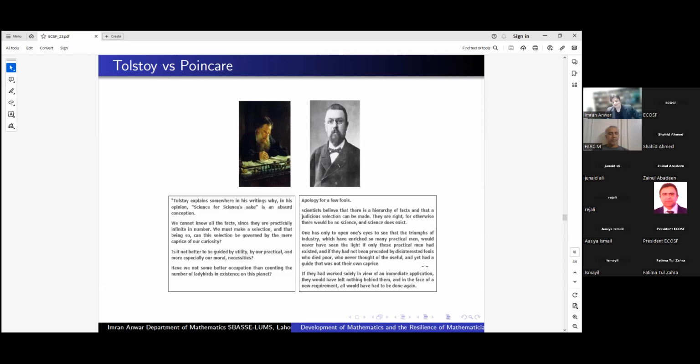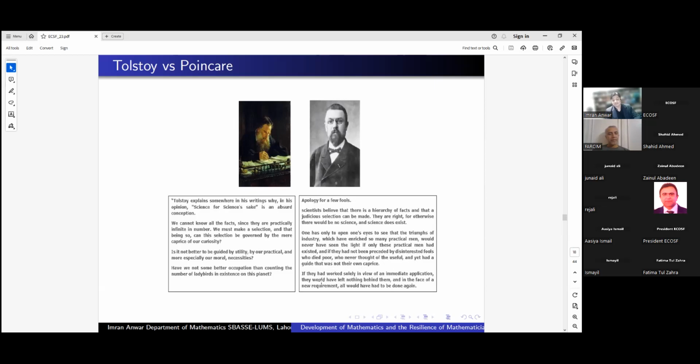And this was responded to by, I think, the leading mathematician of that time, Henri Poincaré. And he wrote a note with the title Apology for a Few Fools. "Scientists believe that there is a hierarchy of facts and that a judicious selection can be made. And they are right, for otherwise there would be no science, and science does exist. One has only to open the eyes to see the triumph of industry, which has enriched so many practical men, would never have seen the light if only these practical men had existed, and if they had not been preceded by disinterested fools who died poor, who never thought of the useful, and yet had a guide, and that was not their own caprice.